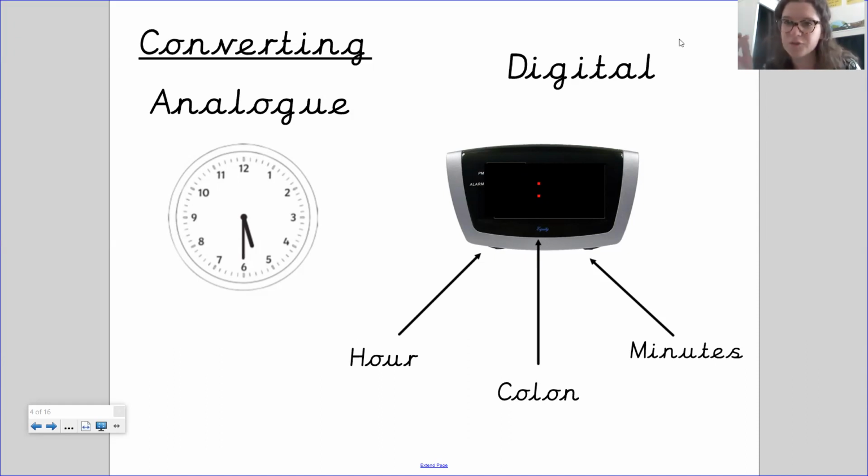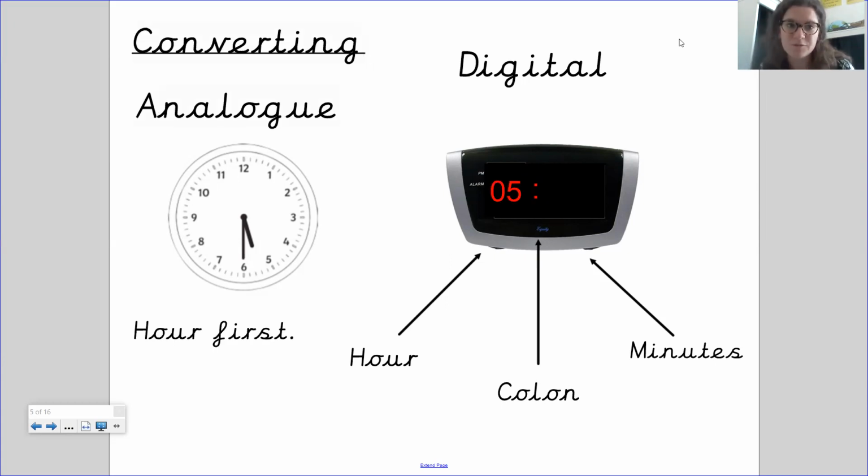How are we going to convert that into a digital time? First of all, we look at the hour. So the hour hand has just passed 5. So the hour is 5. And we're going to write that on the left-hand side of our digital clock.